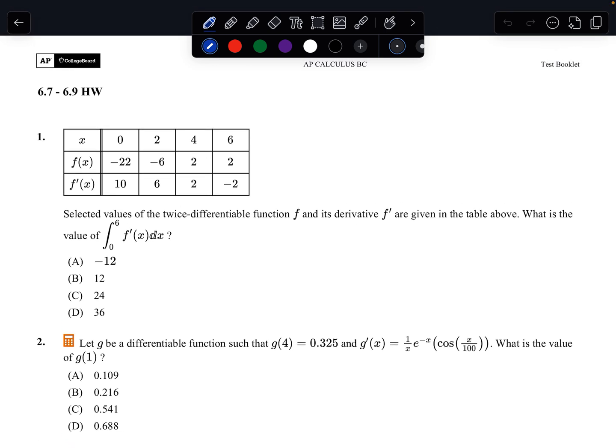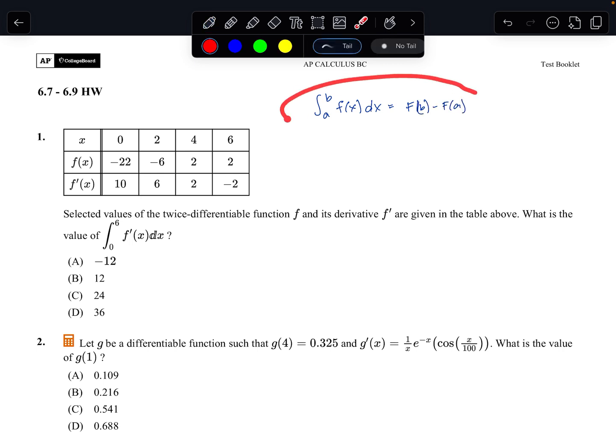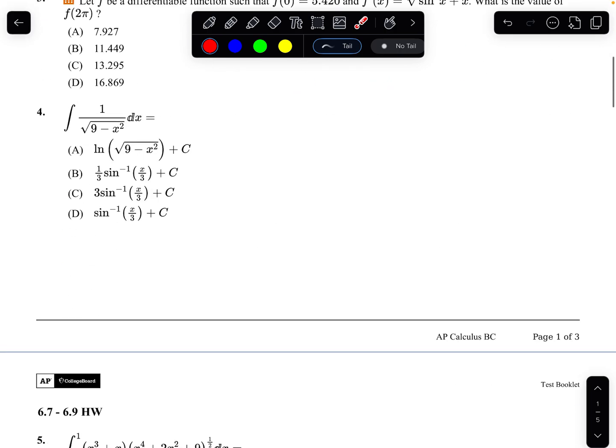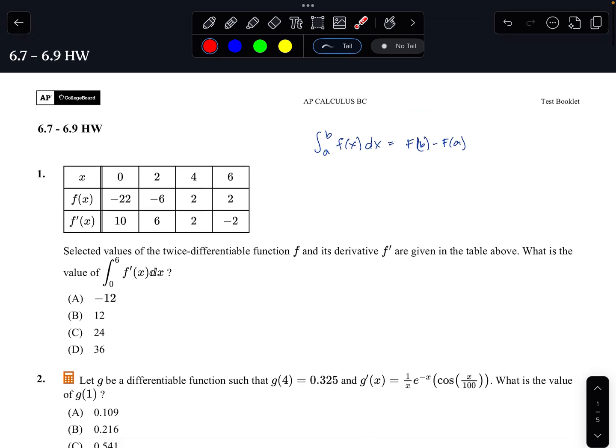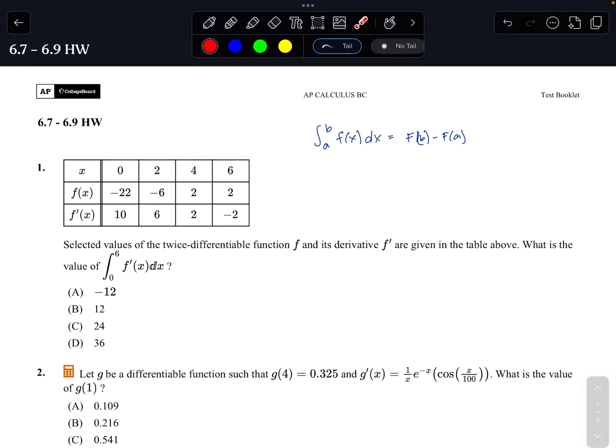Antiderivatives, meaning basically what we're going to be using for a lot of this is the integral from a to b of f of x dx is equal to f of b minus f of a. So that's what we're looking at doing using this formula. So select values, and then the last half is going to be doing integration through substitution.